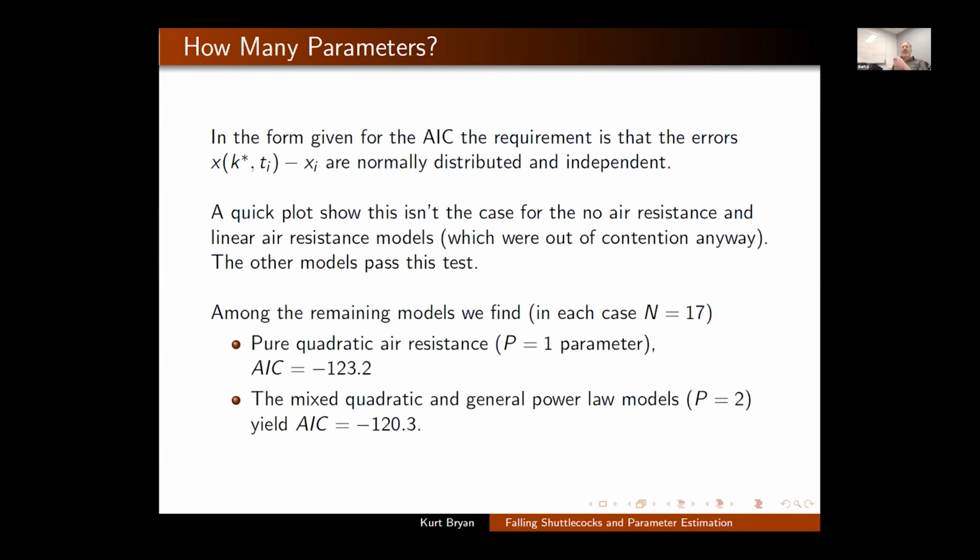But of the remaining models, you want the one that minimizes the AIC. In this case, that is the pure quadratic model. It attains essentially the same residual sum of squares as the other two models. It does as good a job as them at explaining the data, but it does it with only one parameter. The other two models require two parameters each, and the AIC penalizes more parameters. So the pure quadratic model would be superior in this case, unless you have some other information.